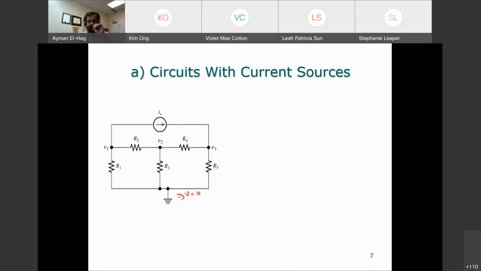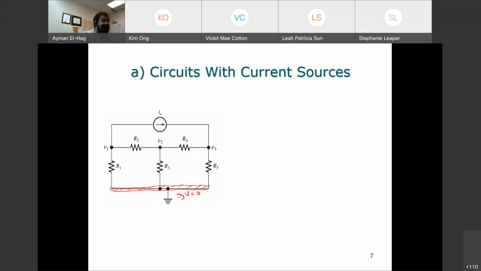All these are one ground. Whoever is asking about this, all of these are one. Remember, all of these is just one ground because there's no component between these points. So everything here is just one ground, and this ground has a voltage that has been assigned and is known. Okay. Now, so we'll have V1, V2, and V3.